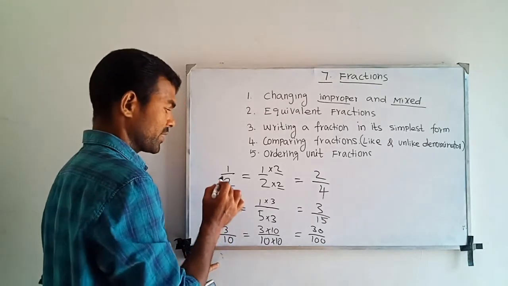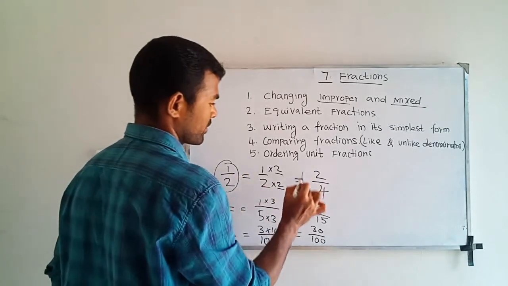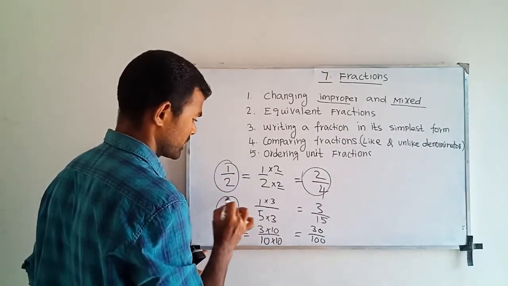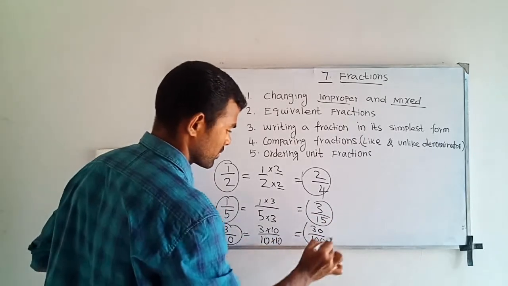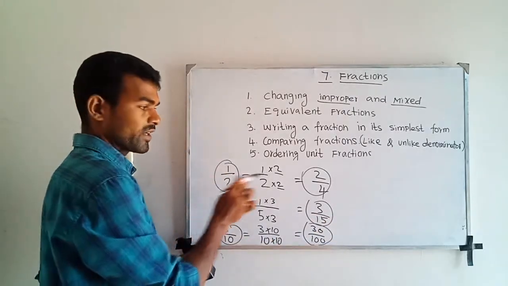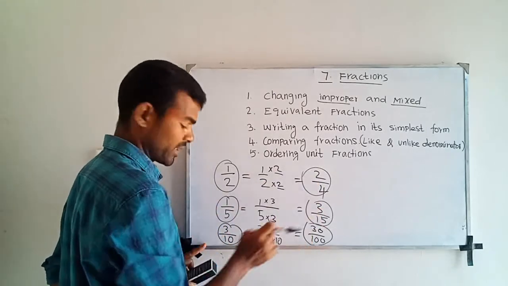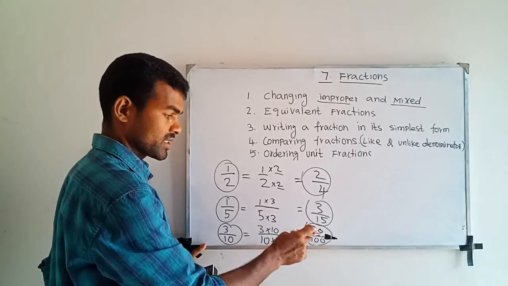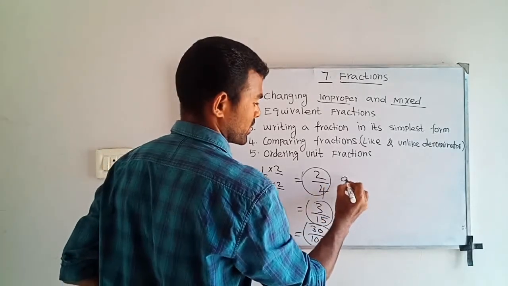Now let us compare it. The numbers you are getting now, see, these are the equivalent fractions. 1 by 2, the equivalent fraction is 2 by 4. 1 by 5, the equivalent fraction is 3 by 15. 3 by 10, the equivalent fraction is 30 by 100. Yes.